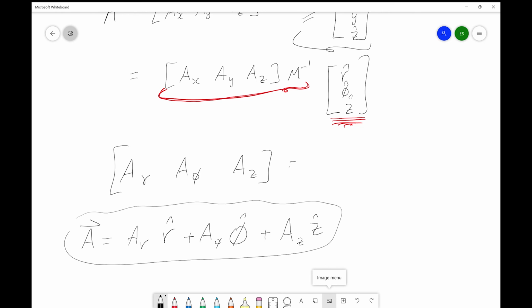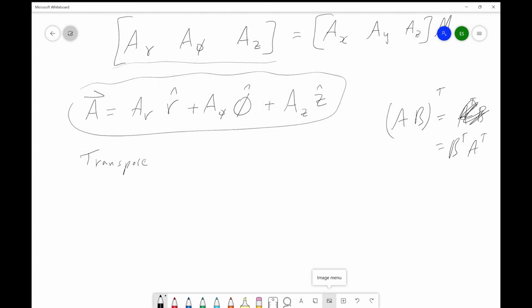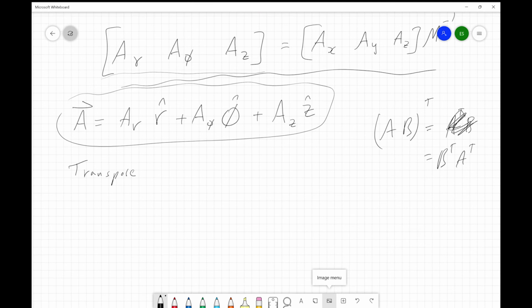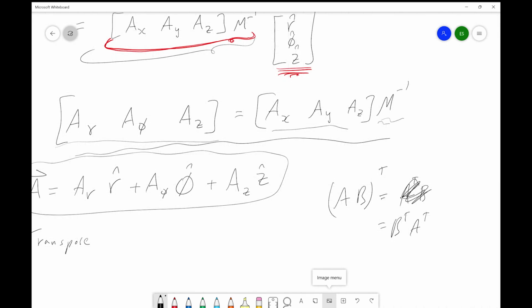So this equals this term here, AX, AY, AZ times M inverse. Now I want to keep everything in a column format rather than a row format. So I just transpose, and use the property that if I have A times B and I transpose the whole thing, this equals B transpose A transpose. This is a linear algebra property. So if I transpose both sides here, I just swap this and this, right? And the transpose of the inverse, we said, for orthonormal bases, M inverse transpose is just going to be M.